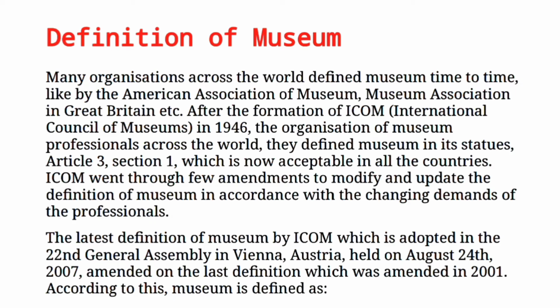But after the formation of ICOM, that stands for the International Council of Museums, in 1946, this is important, when the formation of the International Council of Museum took place, so it is 1946. So after the formation of this organization of the museum professionals across the world, they tried to define museum. They defined museum in its statutes mentioned in Article 3, Section 1, which is now acceptable. So their definition is now acceptable in all the countries.